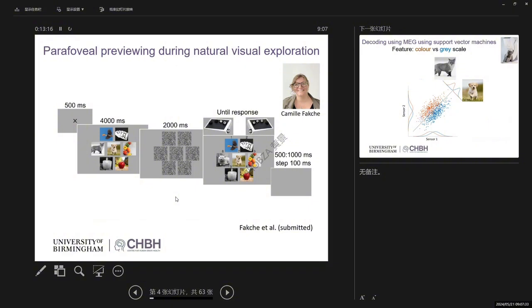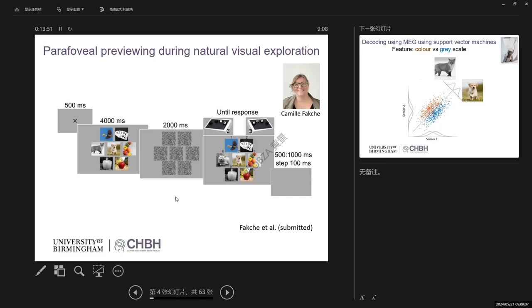This is a study done by Camille Fakche. The task here is that people can move their eyes from object to object as they like. Then 2 seconds later, there's a set of objects again, and they have to identify the object that was different from before, in this case, the cat, right? This task enforces that people are actually trying to remember the objects and move the eyes amongst the different objects.